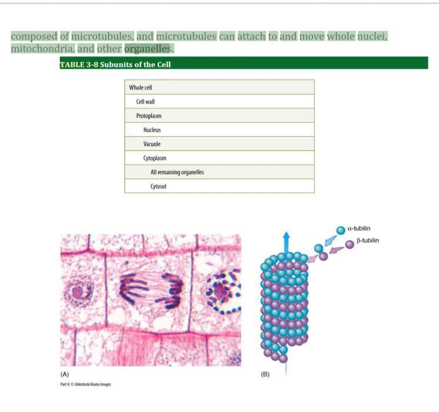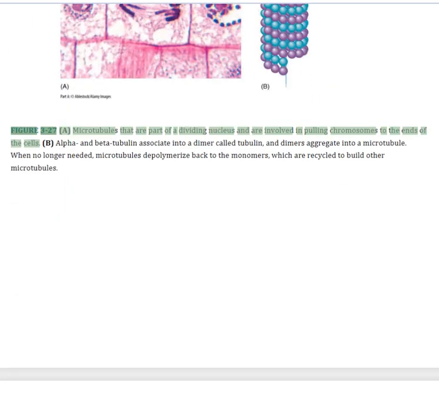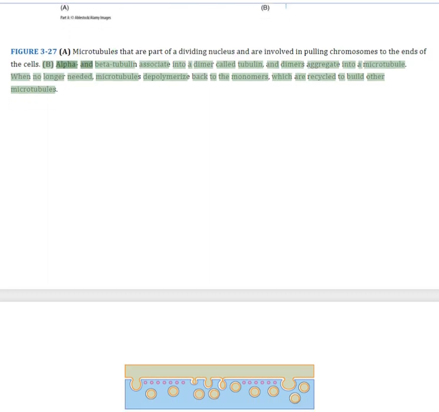organelles. Table 3.8, subunits of the cell. Figure 3.27, microtubules that are part of a dividing nucleus and are involved in pulling chromosomes to the ends of the cells. Alpha and beta tubulin associate into a dimer called tubulin, and dimers aggregate into a microtubule. When no longer needed, microtubules depolymerize back to the monomers, which are recycled to build other microtubules.